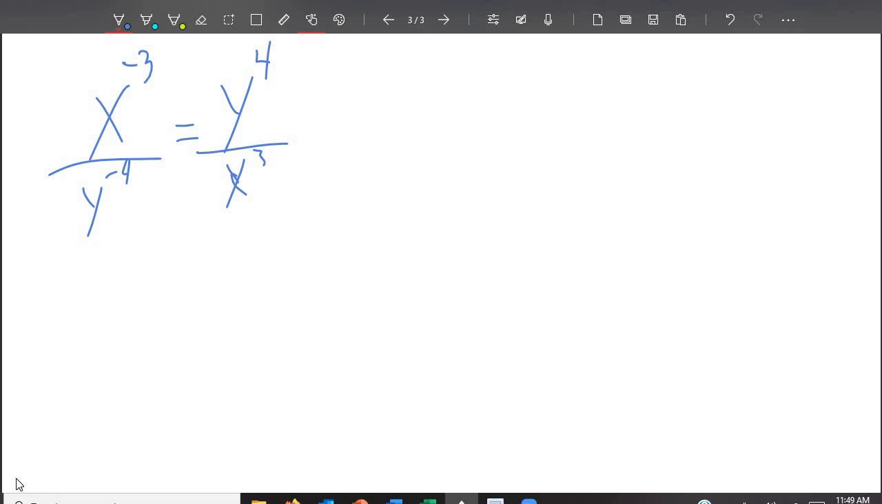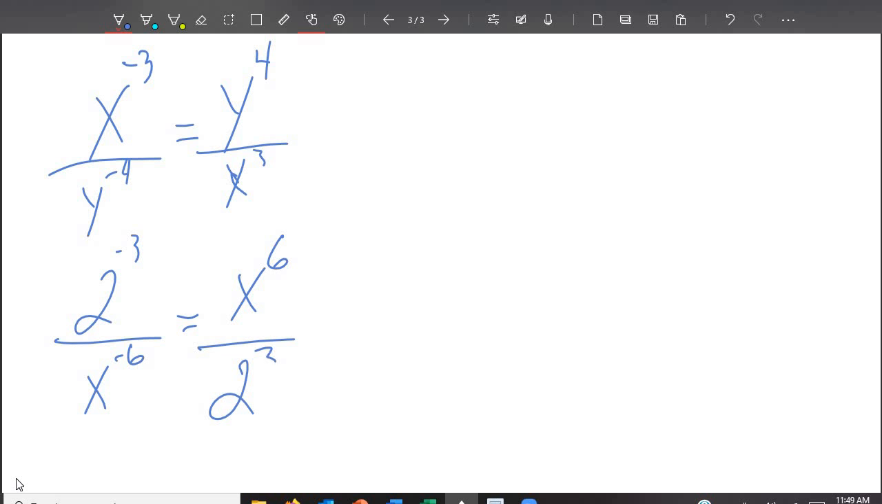Say I had 2 to the negative 3 over x to the negative 6th power. Since they're both negatives, we're going to flip them over. The x goes to the numerator, the 2 goes to the denominator. And then we simplify that.